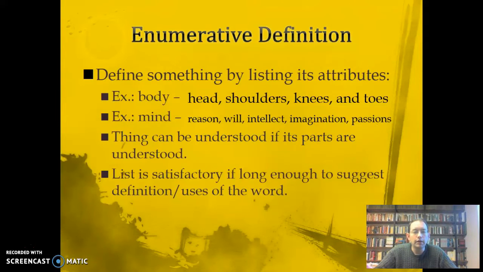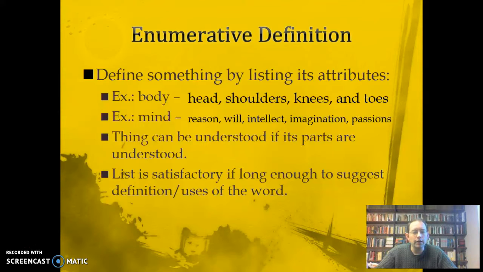Say the mind has these attributes. There's reason, will, intellect, imagination, passions, maybe some others, but that is a basic rundown of the components, the attributes of the mind, right? Now, from a biological, medical perspective, if you're talking to a neurologist, who deals with the physical aspect of the brain, his or her definition of brain would certainly be more physical, with the lobes and medulla oblongata and all the physical components of what the brain is.